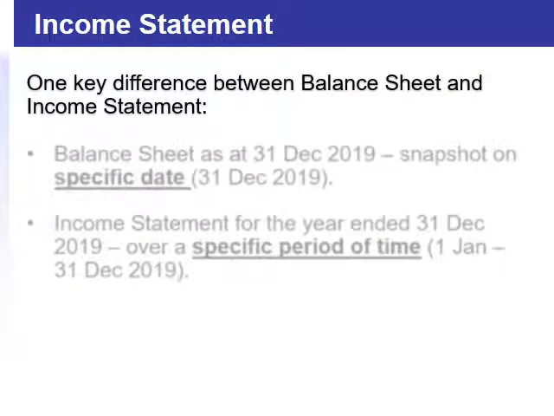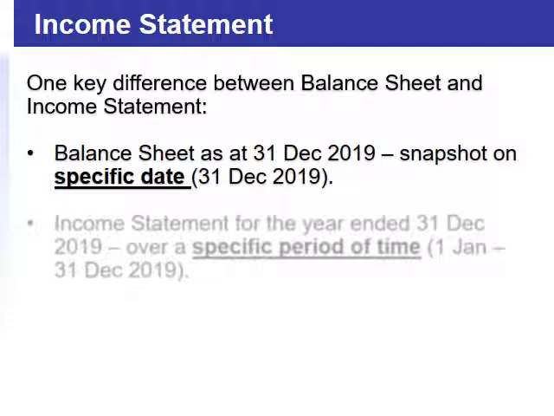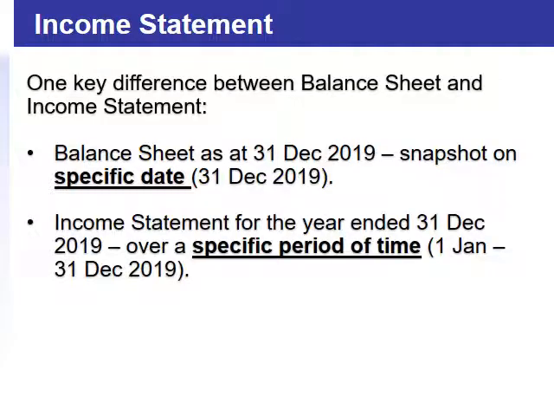One key difference between balance sheet and income statement is that the balance sheet, as at 31st December 2019, shows basically a snapshot on a specific date, on the date of 31st December 2019. Whereas for the income statement, for example, the income statement for the year ending 31st December 2019, it shows a specific period, which starts from the 1st Jan and ends at 31st December 2019.